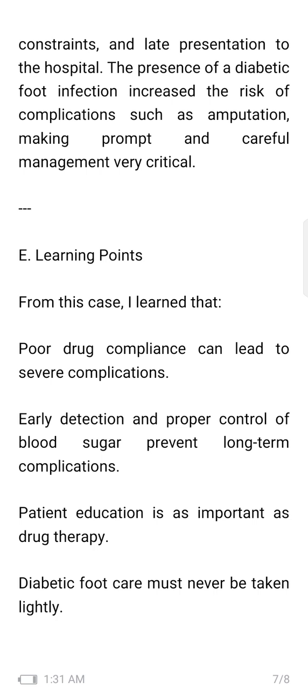Financial constraints, a late presentation to the hospital. The presence of diabetic foot infection increases the risk of complications such as amputation, making prompt and careful management very critical. So because the person was also having a diabetic foot infection, there was a risk of the foot being cut off, being amputated. So these scenarios that we've talked about made a person very interested to write a case presentation on that case.